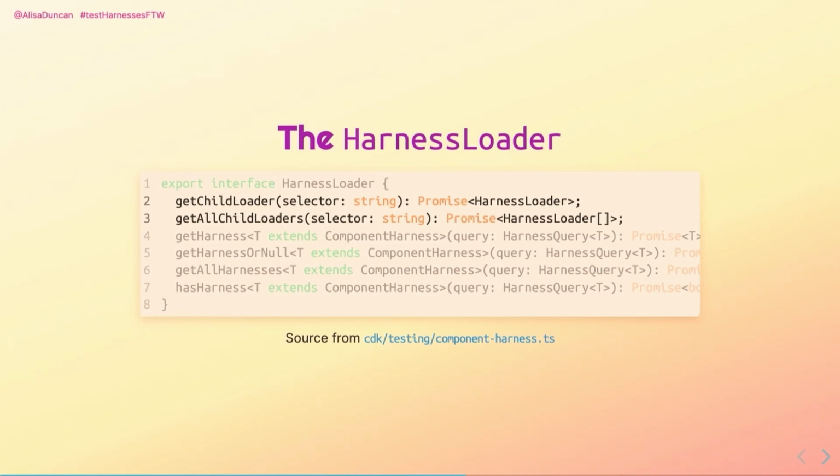What this does is you pass in a selector. So let's say you want to get all the buttons within a nav section of your component. You can pass in the selector nav, and then you can work with the previous get harness methods to get the type of harnesses you're looking for, like those buttons.